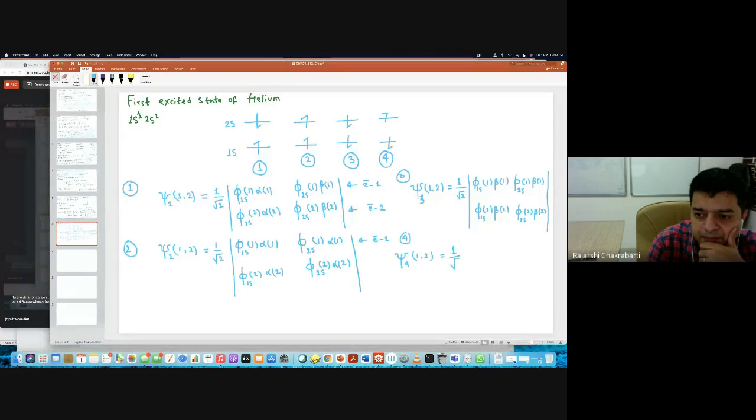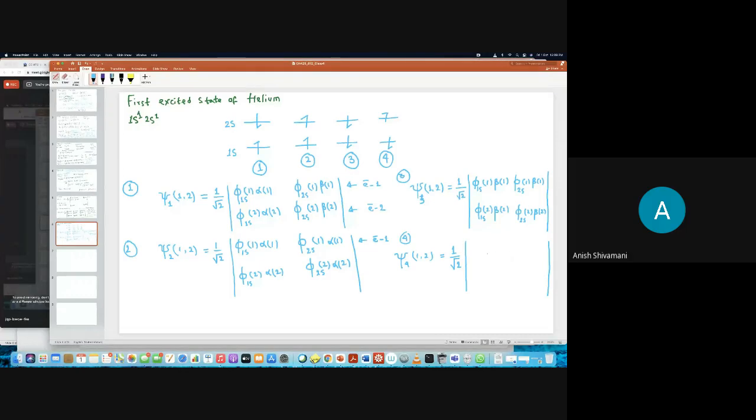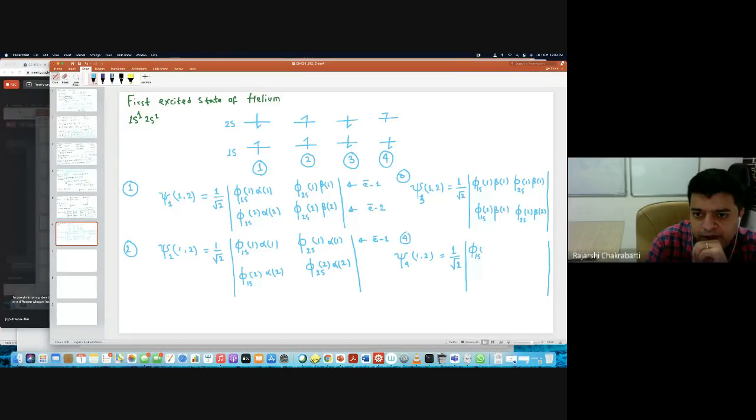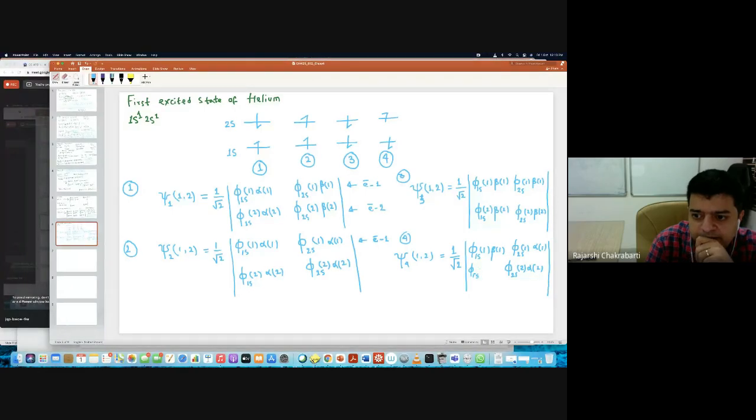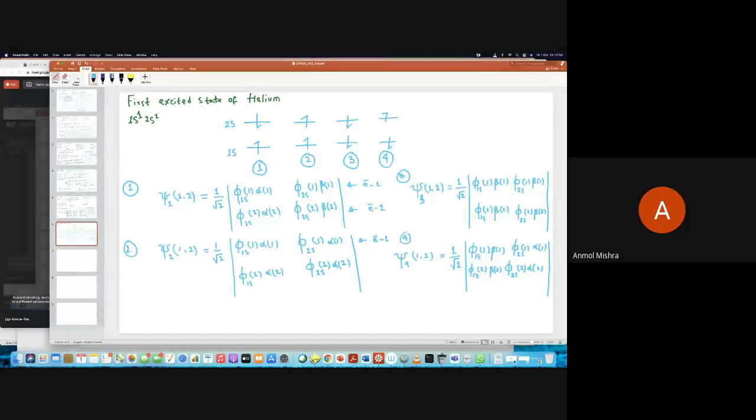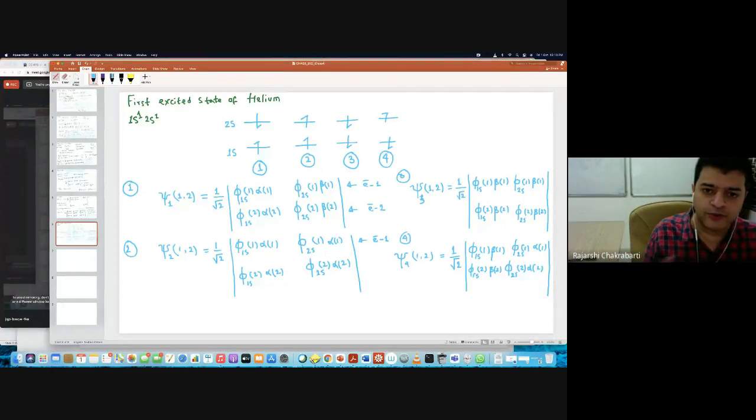So this one I'm calling 3, and now the fourth. What will be the answer? Tell me. Phi 1s1 beta 1 and phi 2s2 alpha. Phi 1s1 beta 1, because this is down, but phi 2s2 alpha 2, sorry. This one is phi 2s1. Is that alpha or beta? Alpha. What about this one? Phi 1s2, alpha or beta? Beta. So you have the Slater determinant for all the configurations. Is this clear?